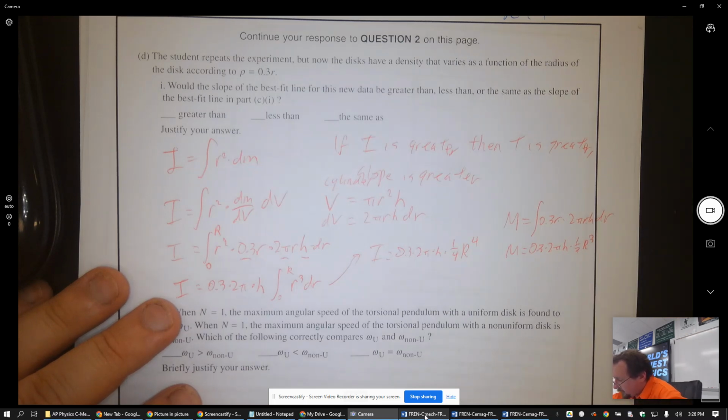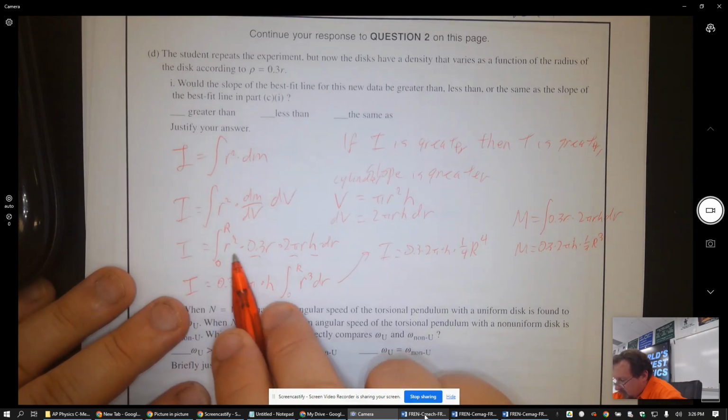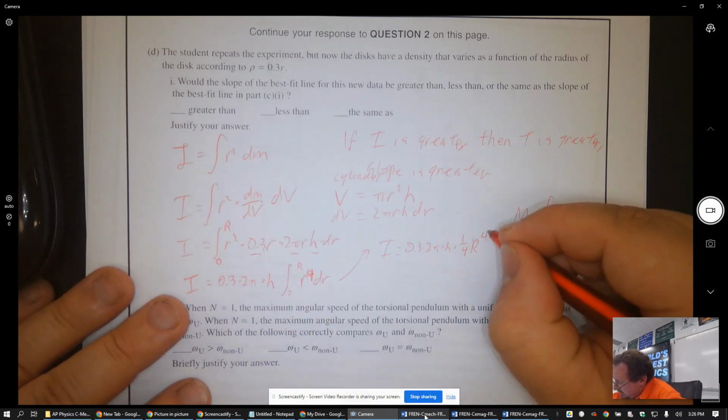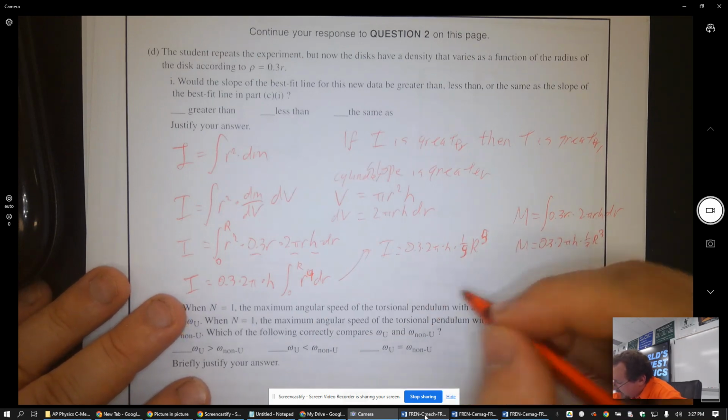Okay, so this doesn't make a lick of sense. How did I screw this up so badly? This is r squared. Oh, that's r to the 4th. Okay, there we go. All right, so I think I fixed that. So now I'm going to do the following thing.